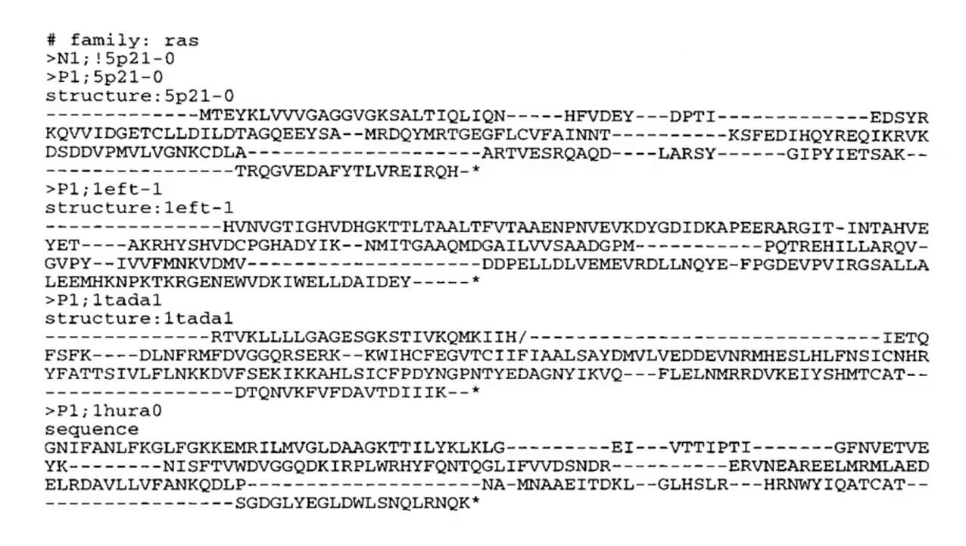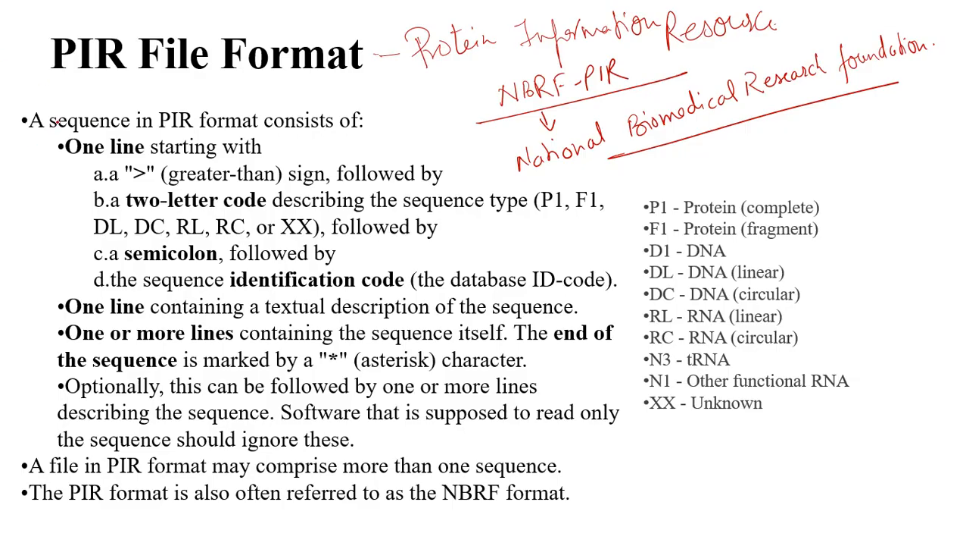How does the file look? Okay, so just see here. A sequence in PIR format consists of one line starting with a greater than sign followed by a two-letter code. It means the file format starts just like a FASTA format, beginning with a greater than symbol followed by a two-letter code, and these are the two-letter codes. It might be greater than P1, greater than F1, greater than D1, or greater than RC. Whatever the sequence is, it is mentioned here.